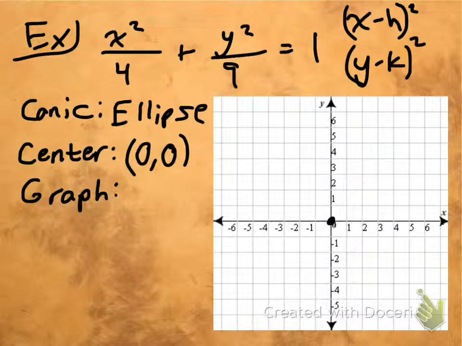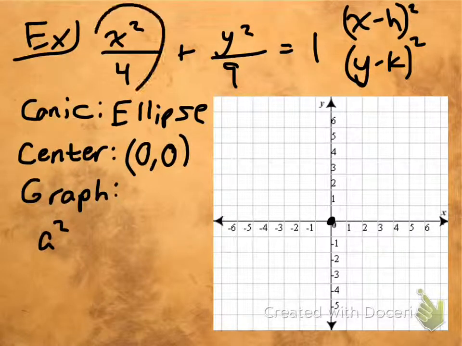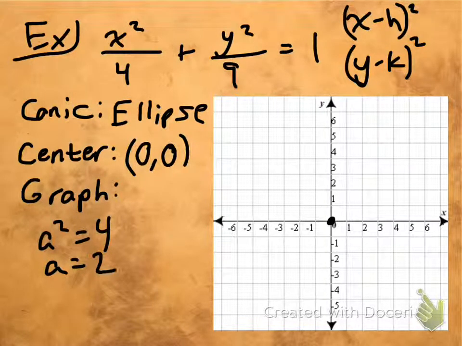Now, when you are graphing it, the way we're going to do this here, the a squared, again, is under the x term here. A squared is 4. So we can just say, take the square root of both sides, a equals 2.